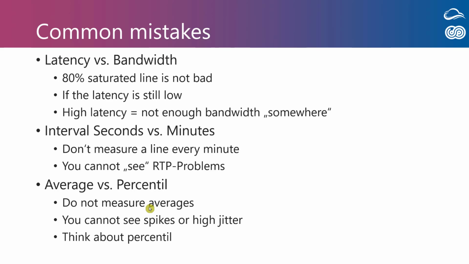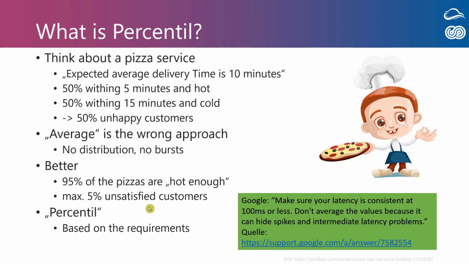And the third mistake is don't do an average. Think about a pizza service. If you are a cook and you want to deliver pizza to your customers, and you say the average time for delivering a pizza to the home office user is 10 minutes, then it could be that 50% are within 5 minutes, and they're happy, and the other 50% may get a pizza after 15 minutes, which is cold, which is not good.